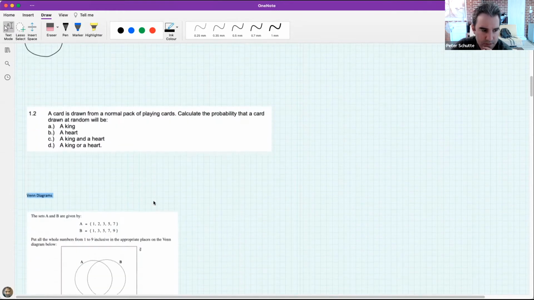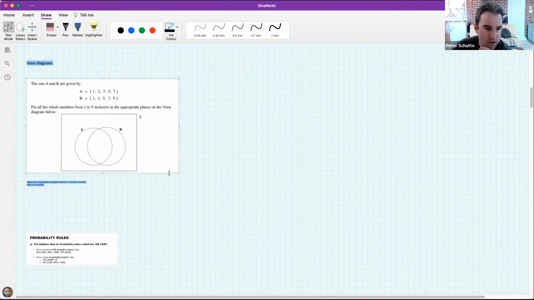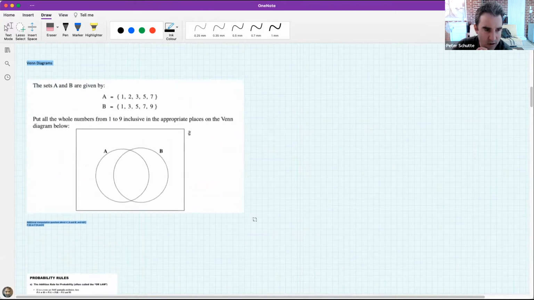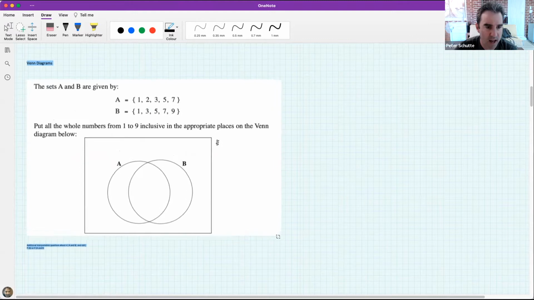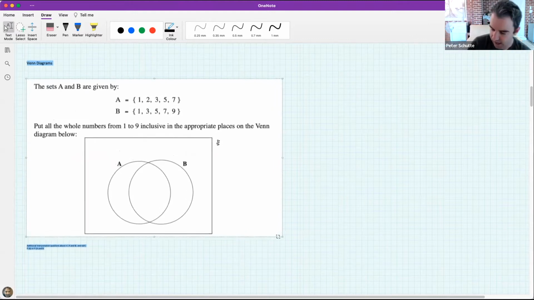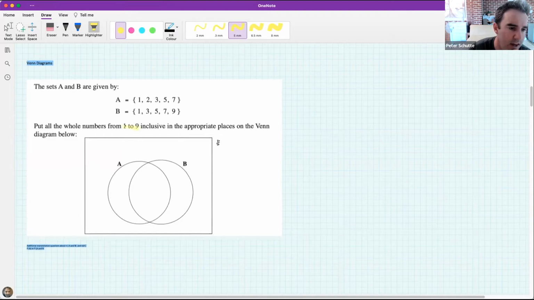So let us begin our journey into the world of Venn diagrams. So when we talk about Venn diagrams, we can talk about the number of elements in a set, and we can also talk about the probability of the elements in that set. To start with here, I'm going to give you the numbers 1 to 9. So in this particular story, we have the numbers 1 to 9. That is our sample space.